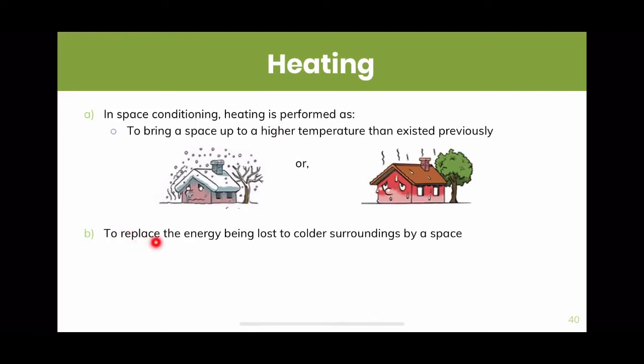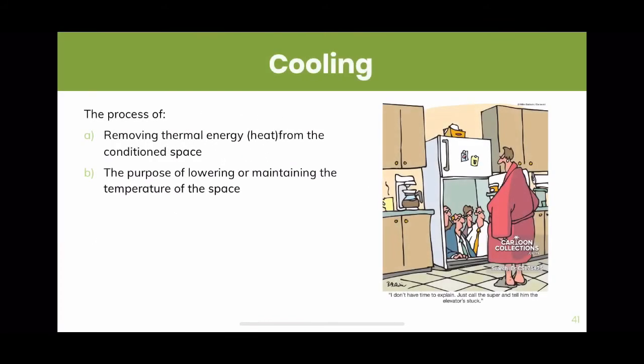B, to replace energy being lost to colder surroundings by a space. That is the sort of meaning of heating in an HVAC system. Second one is cooling. What is cooling? Cooling is a process of removing thermal energy from a conditioned space. So that is why when you want to cool down a room, we call this cooling. Sometimes we call it cooling load.